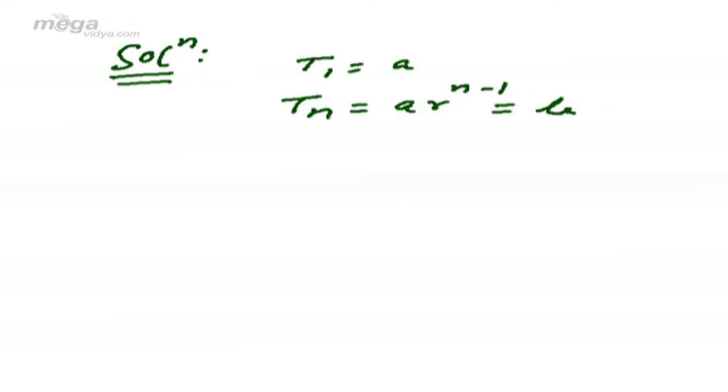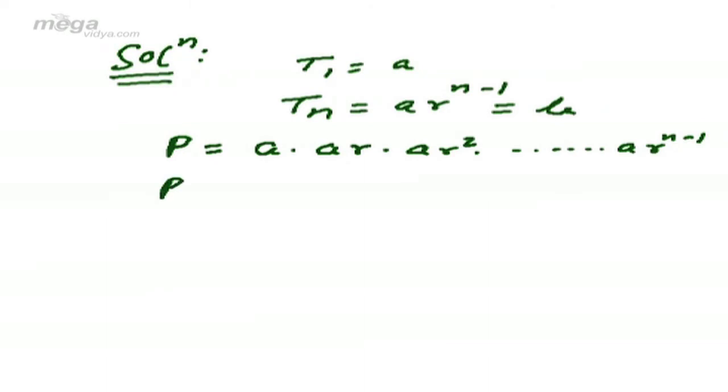And P is the product of first n terms, that is A, this is AR, second term of the GP, and this is AR square, third term of the GP, and last term will be AR to the power n minus 1. It means P is equal to A multiplied n times. In that case, it becomes A to the power n. But here, R to the power 1, R to the power 2, it means base is same, then powers must be added. That is 1 plus 2 plus 3 plus up to n minus 1.